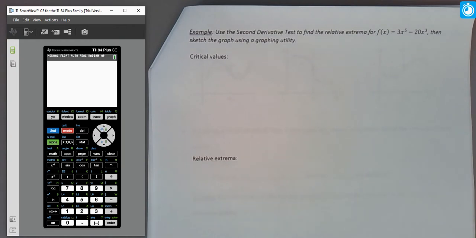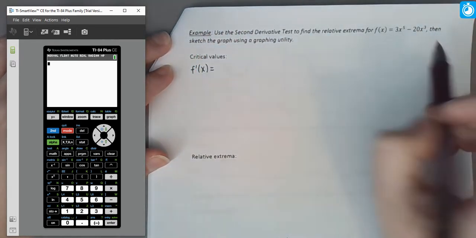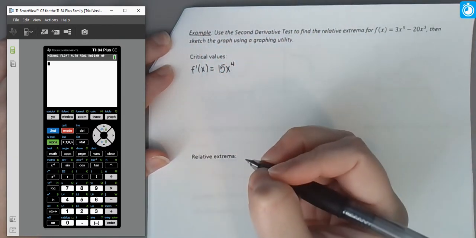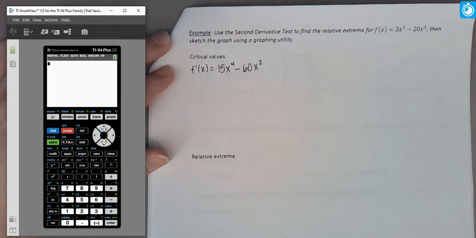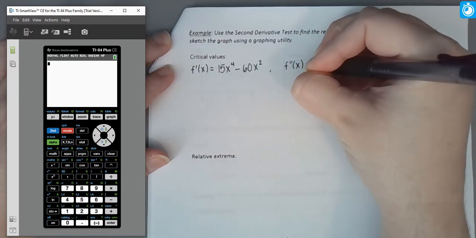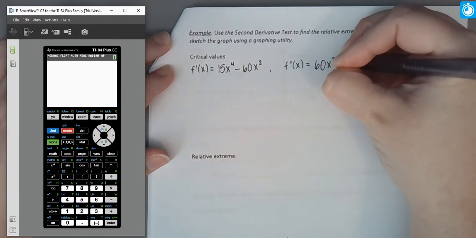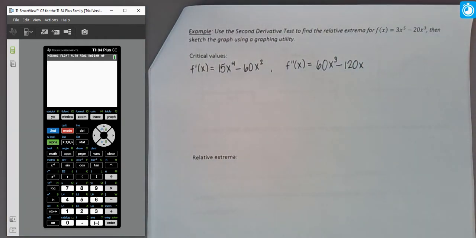So start with our critical values, those possible locations for your maximum and minimum values, which means, of course, we have to find the first derivative to start with. Differentiating our function, we have 15x to the 4th power minus 60x squared. Now we also need to find our second derivative if we're going to use the second derivative test. Differentiating the first derivative, we have 60x cubed minus 120x. That is our second derivative.